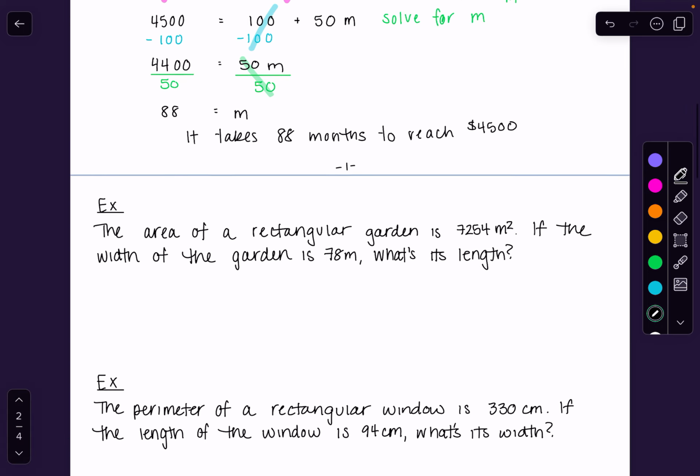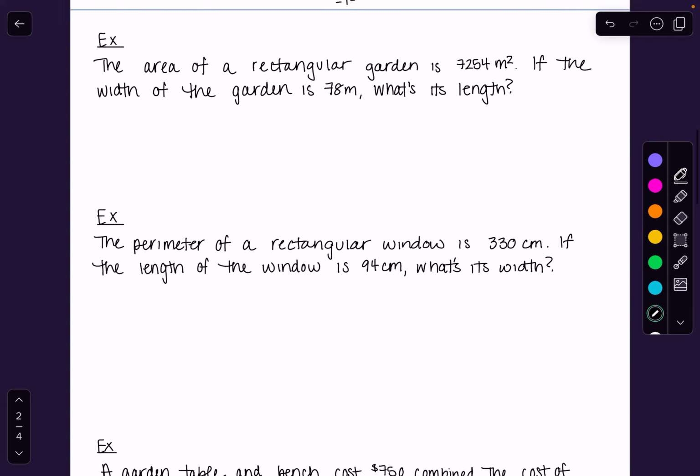Okay. For these next couple ones, we're going to be working with area formulas. So we are told the area of a rectangular garden is 7,254 meters squared. If the width of the garden is 78, we want to figure out what is the length. So here it makes sense to draw a picture. So we've got a rectangular garden going on.